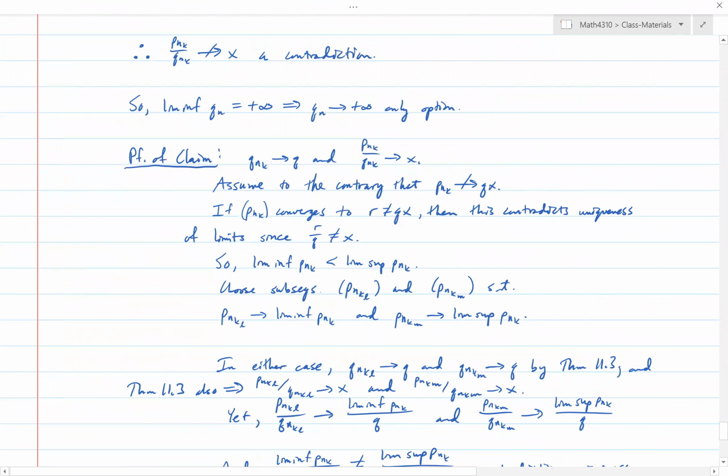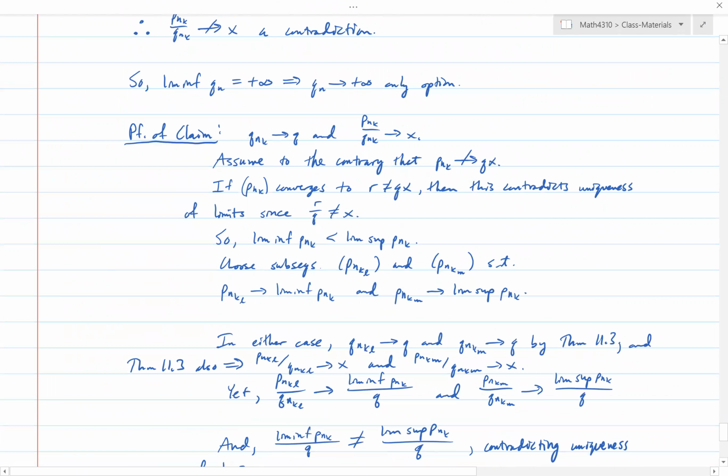So the way I prove this is I assume it's false. Assume to the contrary that if q_{n_k} converges to Q and p_{n_k} over q_{n_k} converges to x, then p_{n_k} as a subsequence actually doesn't converge to Qx. Suppose it does converge to a number R that's not equal to Qx. So it's not that it diverges, it's just convergent, just not to this number. Well, then this contradicts the uniqueness of limits, because R over Q is not going to be equal to x, because R over Q is going to be a rational number. You say, okay, so that can't happen.